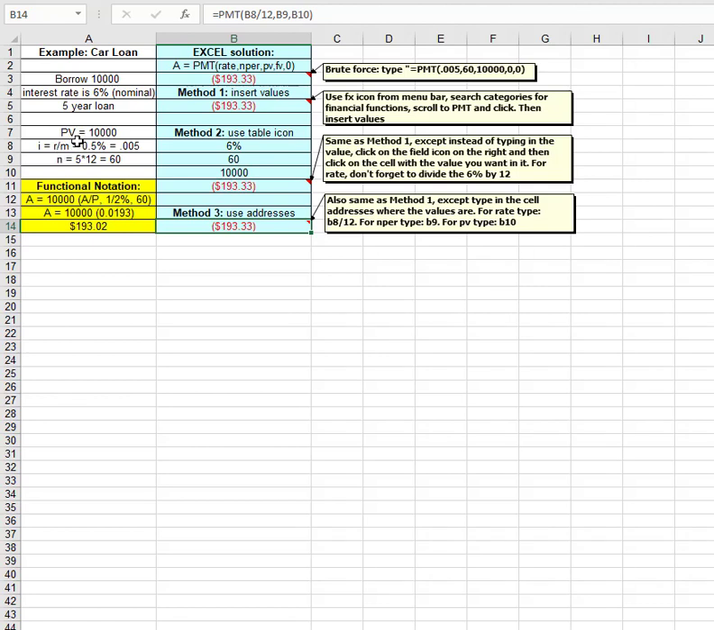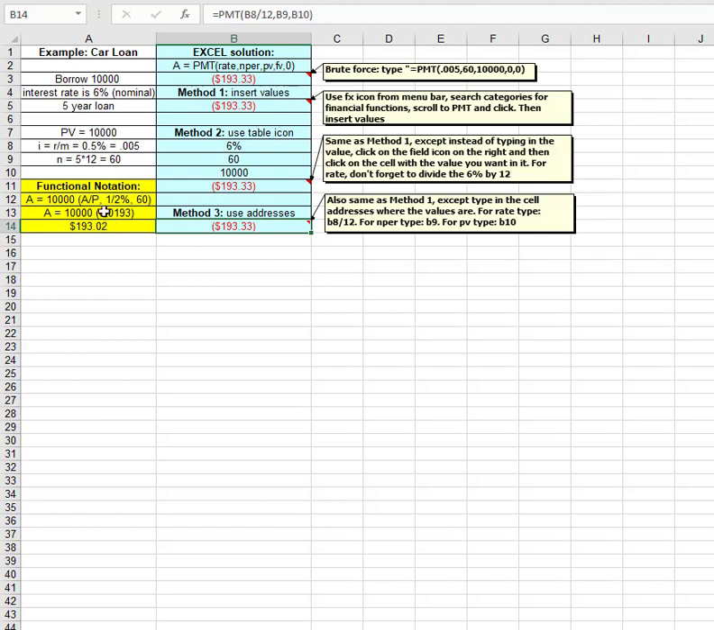So if we go down here to our next couple fields, the PV, the present value, is 10,000. The periodic interest rate, I, is the nominal interest rate divided by M, the number of periods in a year. So it's 6% divided by 12 months is a half a percent, but we're using rates, so it's 0.005. And N is the number of periods in our analysis, which is 5 years times 12 months, or 60.